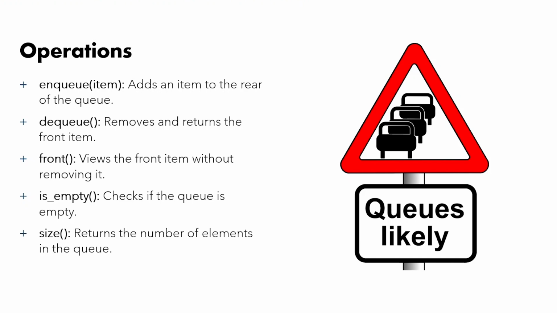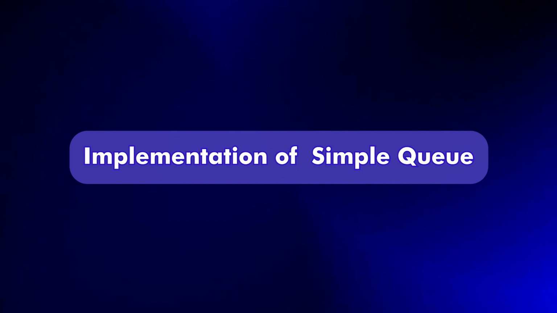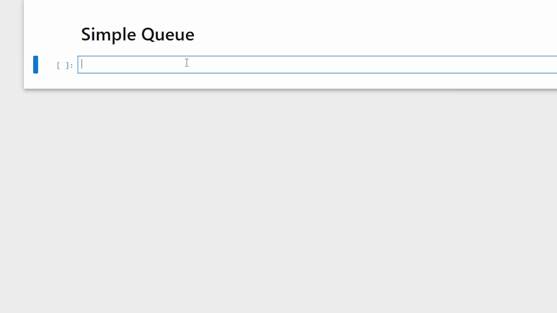So let's go ahead and implement the queue class. We'll start by defining our queue class. So we'll have class Queue.